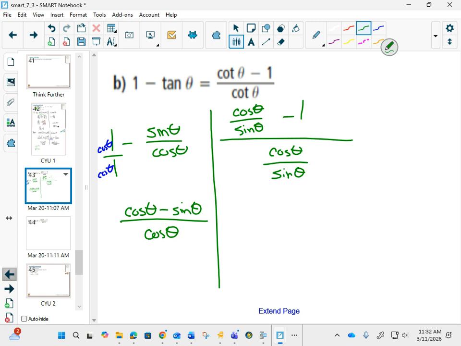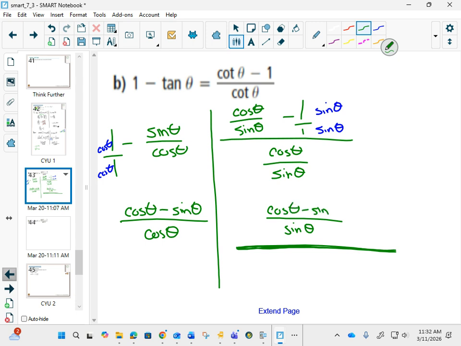Do I have a single fraction on the top? Not yet. This is 1/1. So in order to combine this, I need a common denominator. So I multiply top and bottom by sine of theta to get a common denominator. Sometimes I make my main fraction line extra thick and extra long. Because on the top I have a fraction, it's going to be a sine theta on the bottom. And now that I have a common denominator, subtract the top. On the bottom, I still have cos theta over sine theta.